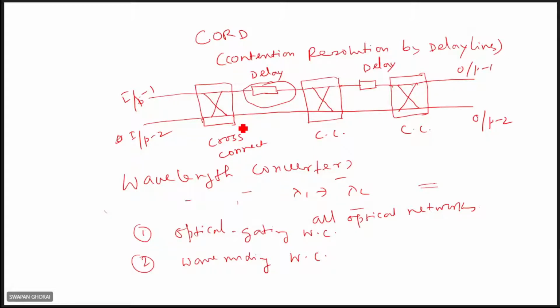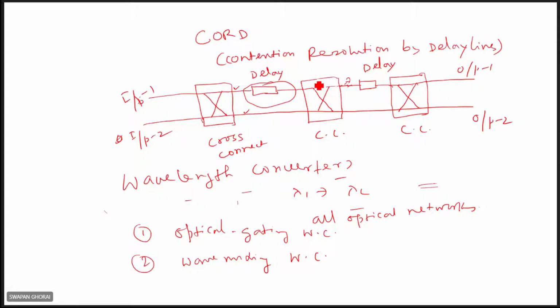So suppose there are two packets, one from this input and one from this one, supposed to be delivered to the output port of this cross connect element here. So collision might occur. To avoid that contention or collision, you see one of the packets is stored in these delay lines, right? So the delay lines.